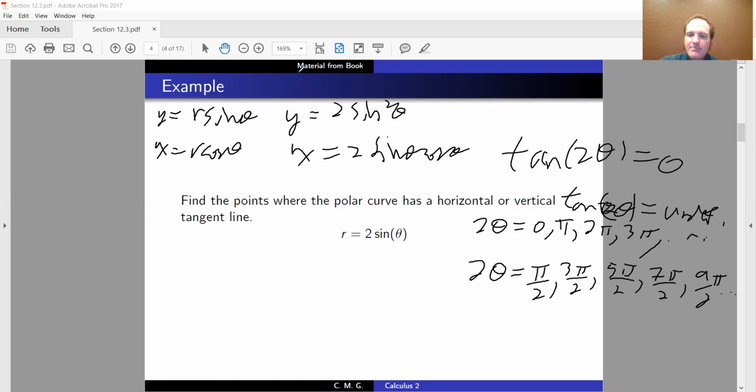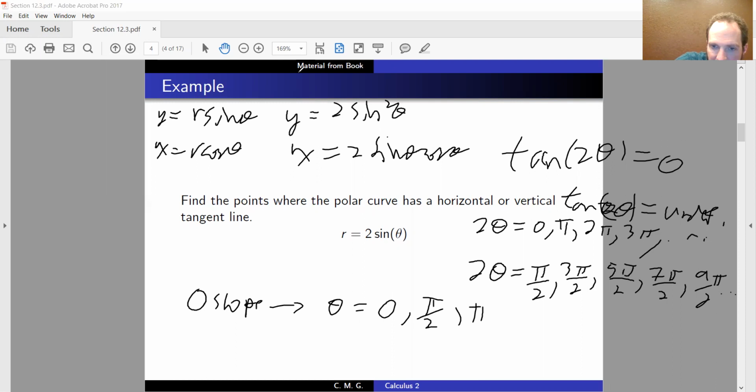Okay, so now I divide both sides of this by 2. So it has a 0 slope or horizontal tangent when theta is 0 divided by 2, which is 0. Pi divided by 2 is pi over 2. 2 pi over 2 is pi. 3 pi over 2 is 3 pi over 2. 4 pi over 2 is 2 pi, and so on.